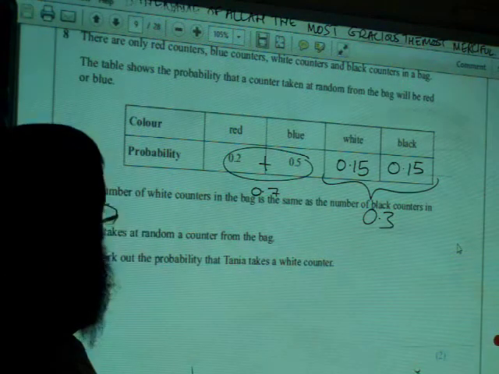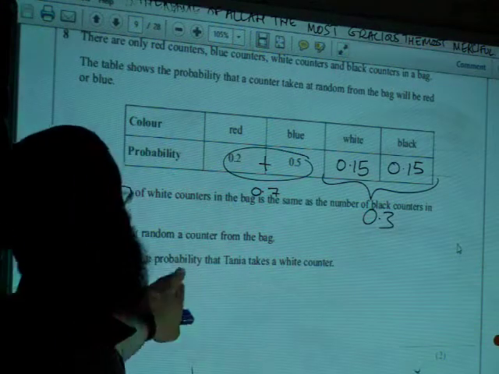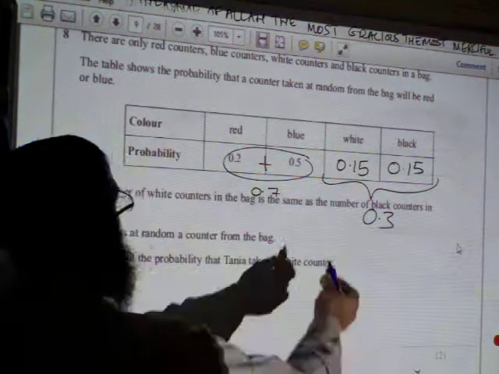So Tanya takes a random counter from the bag. Work out the probability Tanya takes out a white counter. Well, from the table.